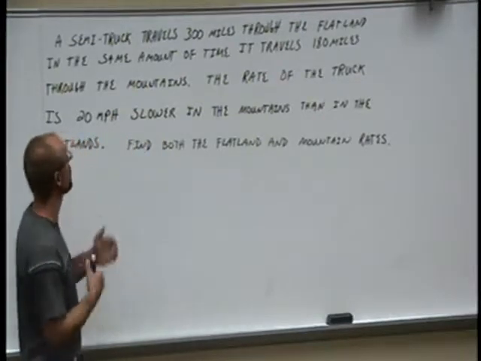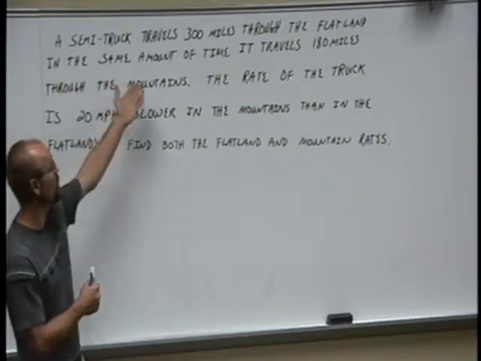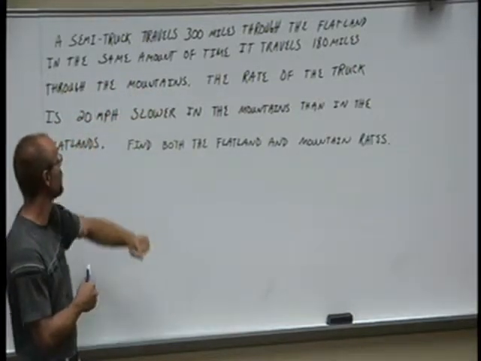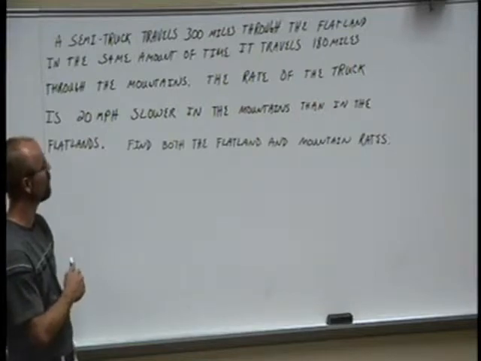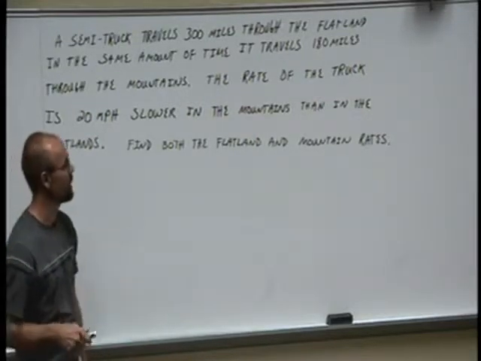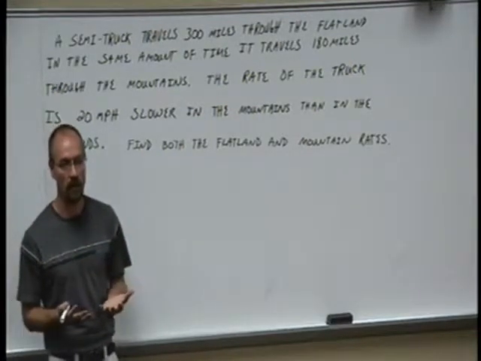It says a semi-truck travels 300 miles through the flatland. In the same amount of time, it travels 180 miles through the mountains. The rate of the truck is 20 miles per hour slower in the mountains than in the flatlands. Find both the flatland and mountain rates. So we read it the first time. Do I understand what's taking place here?